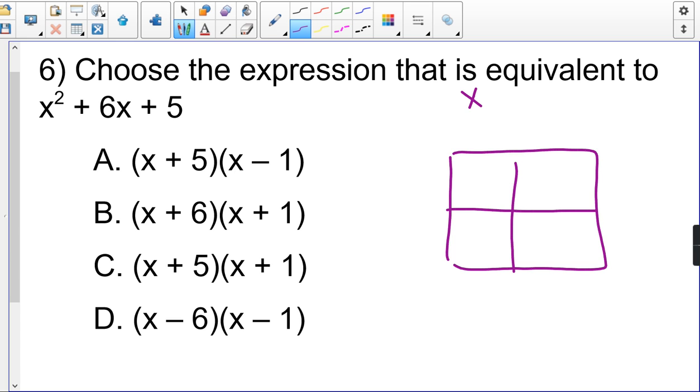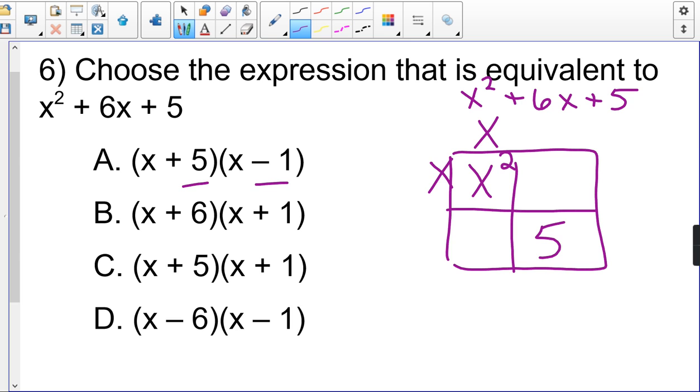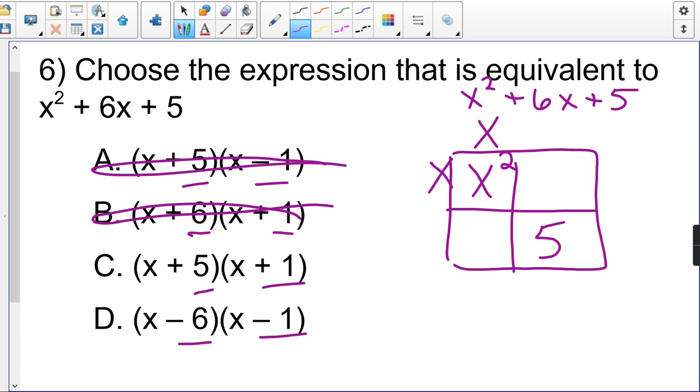So I'm going to take this x squared plus 6x plus 5 and try to fit it inside my 2 by 2 area model. I'm going to put x squared over here, and I know that that came from x times x. And then I'm going to put 5 here, and I know I'm looking for two numbers that multiply to get 5. Well, wait a second. 5 times negative 1 does not multiply to get 5. 6 times 1 does not multiply to get 5. 5 times 1, yes, that multiplies to get 5. Negative 6 times negative 1 does not multiply to get 5.